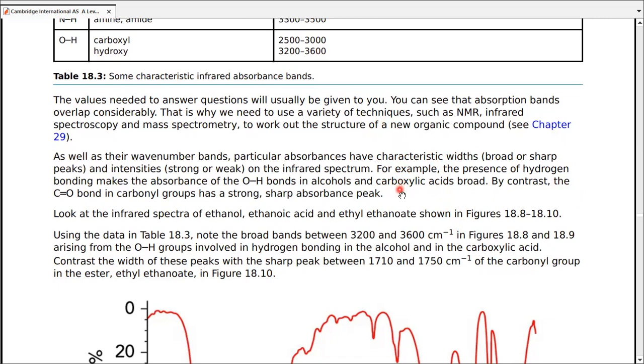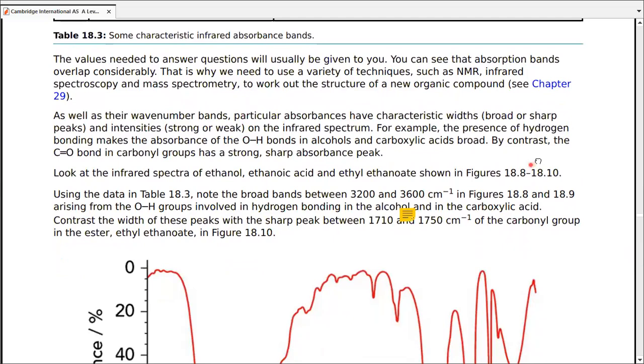You see the absorption bands overlap considerably, so that's why we need to use a variety of techniques in cases such as NMR or infrared or mass spectrometry to work out the structure of a new organic compound. This we're going to study in A2.